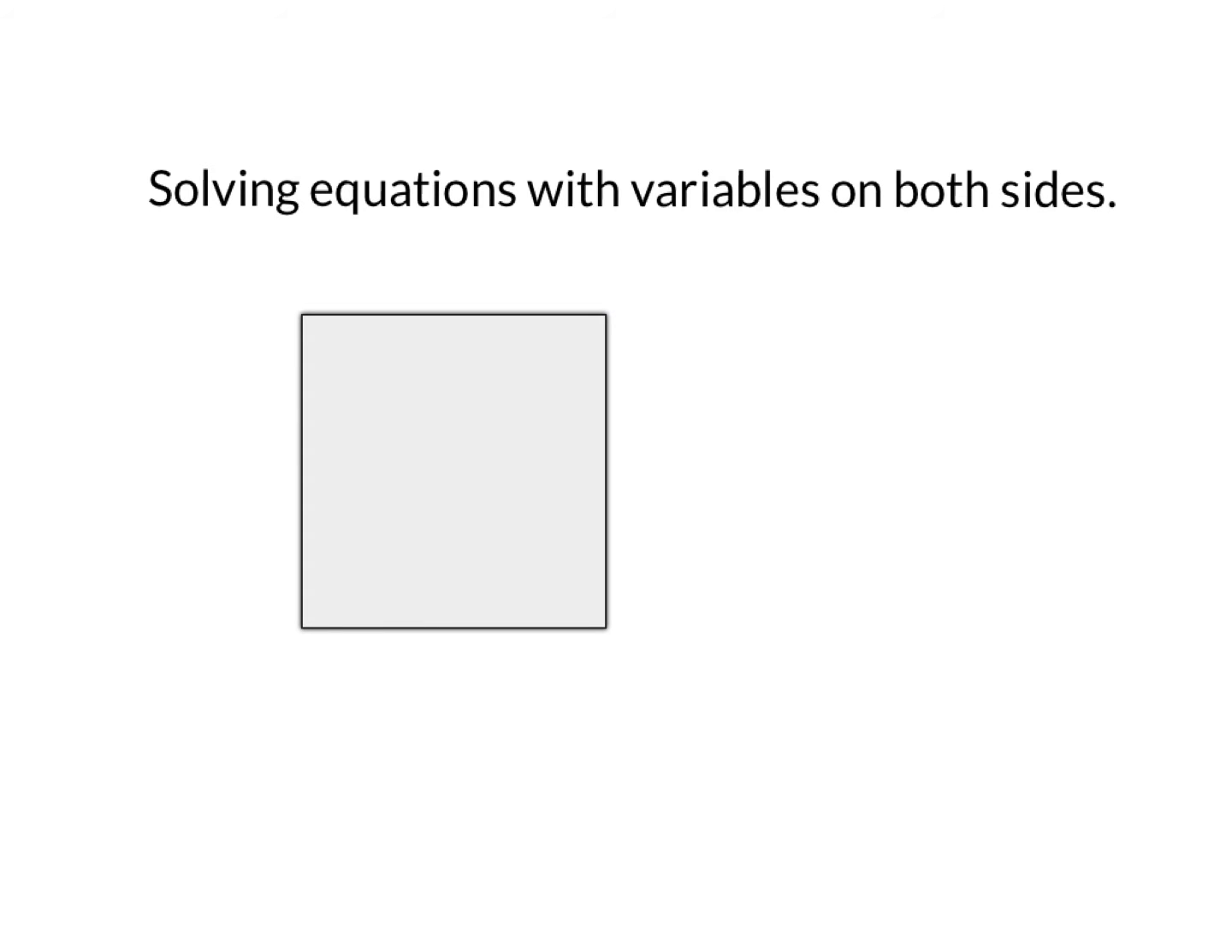So in this lesson, we are going to be solving equations with variables on both sides. All right, so for this first example, let's just consider that we have a square. Some things we know about the square is that all of the sides are the same length. Okay, so let's say I used an algebraic expression to represent the length of one of the sides. For instance, let's say this one equals 3x plus 8.